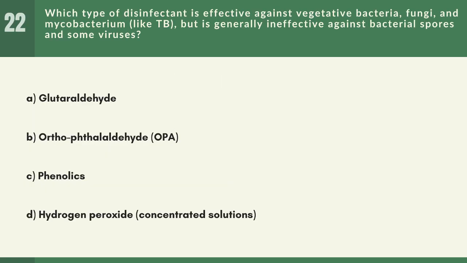Question 22. Which type of disinfectant is effective against vegetative bacteria, fungi, and mycobacterium, like TB, but is generally ineffective against bacterial spores and some viruses? A. Glutaraldehyde. B. Orthophthalaldehyde, OPA. C. Phenolics. D. Hydrogen peroxide, concentrated solutions.